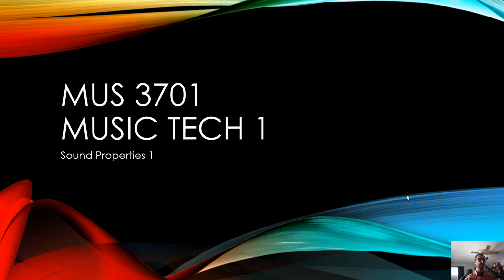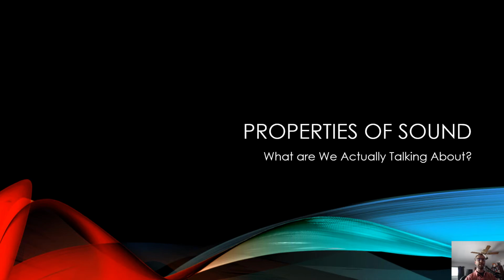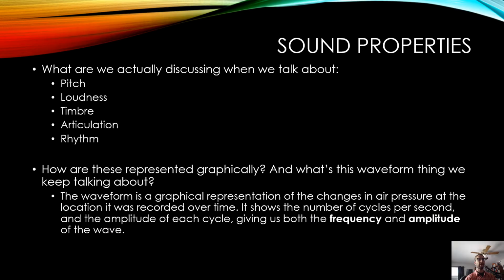Okay, we're going to get a little bit on the sciencey side and talk about the properties of sound, both in terms of how we experience them and how we describe them. So, what are we actually talking about? Well, we're talking about things like pitch, loudness, timbre, articulation, and rhythm. But that leads to some questions like how are they represented graphically? What's that waveform thingy that I keep talking about in class?